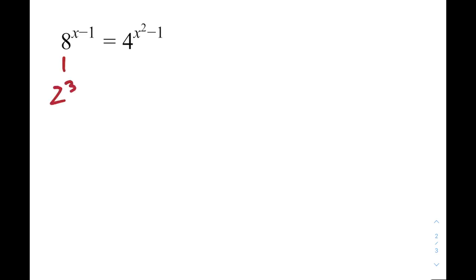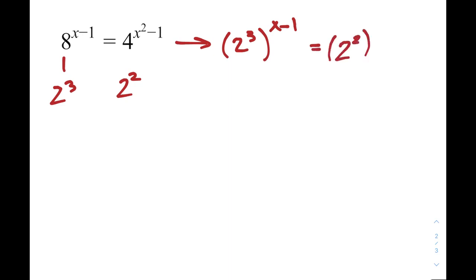8 is a perfect cube. 4 is a perfect square. So I can rewrite 8 as 2 cubed, and I can rewrite 4 as 2 squared.